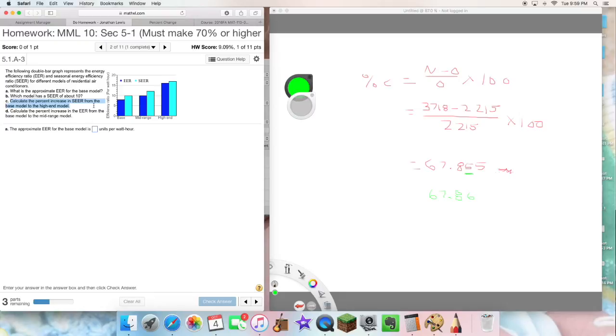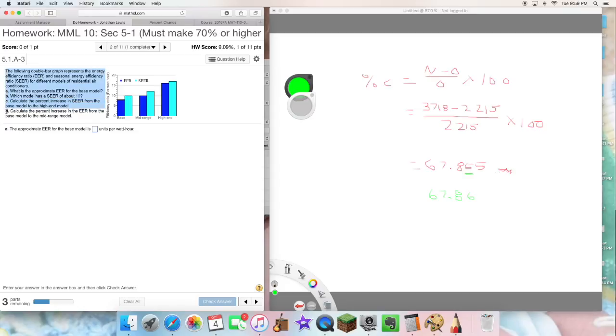So your SEER is that light blue, and it's looking at the base model, which happens to be 10. And then the high-end model is approximately, I would go 16, that's about 17. So you know what the new is, it's going to be 17. You know what the old happens to be, which is 10. Well, calculate your percent change.